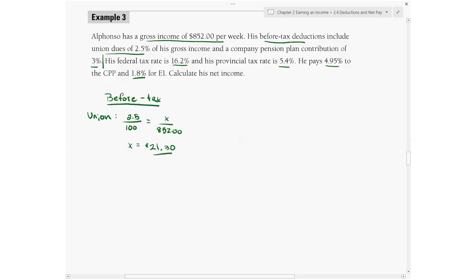He's also got his company pension plan contribution. This is different from his CPP. So this pension plan contribution is 3%. So 3% equals how much is he paying out of, and this is still out of the 852. So 852 times 3 divided by 100, and he's paying $25.56.